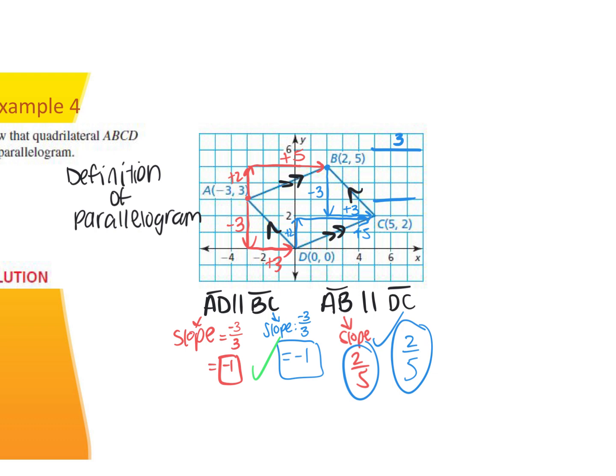Yeah, Cody. Could one set be parallel and the other one not be? Ooh, could one set be parallel and the other one not be? It could happen. But what do we know about that figure then? It's not a parallelogram, okay? That would be considered a trapezoid, okay? And we'll get to that later.